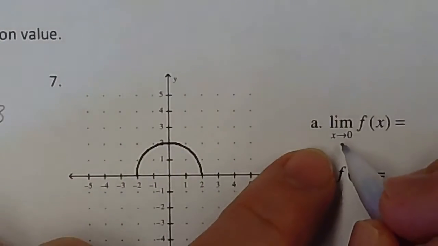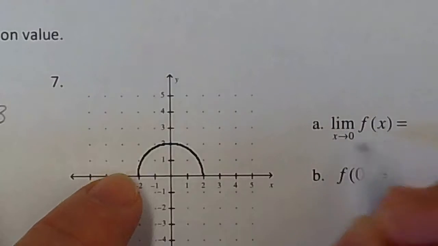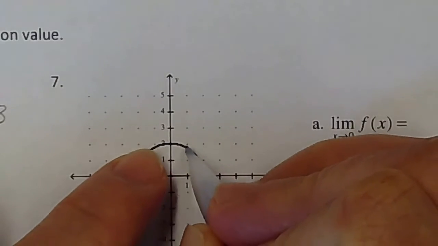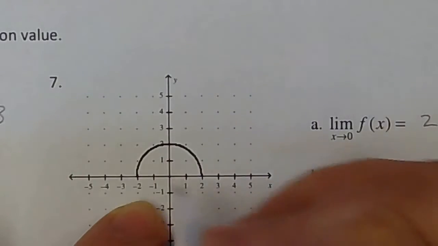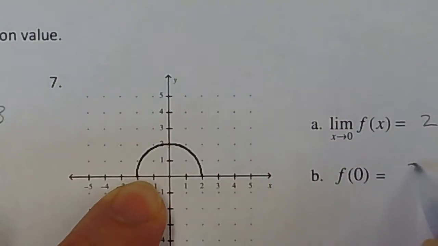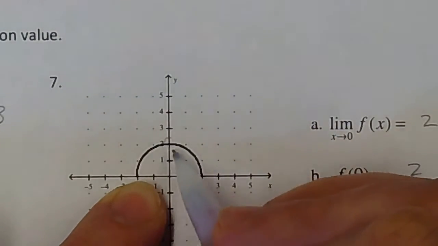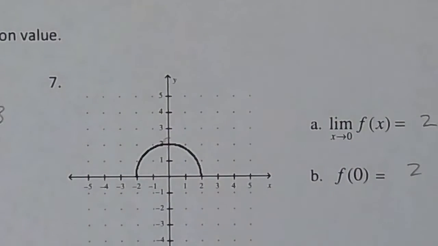All right, so as x approaches 0, from the left and right, does it converge on the same number? It sure does. We'd say 2. What about at 0? Well, at 0, it's also 2. Sometimes it might not be. If it's an open circle, it might say undefined. Maybe it's even at a different spot altogether. We'll see that in number 10.